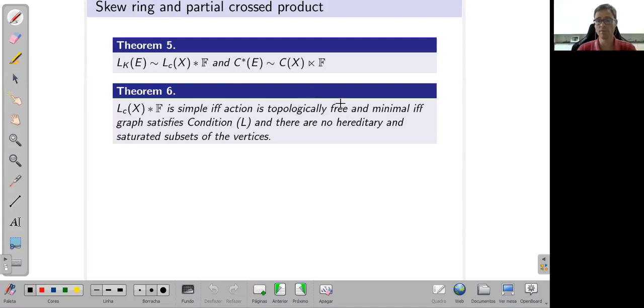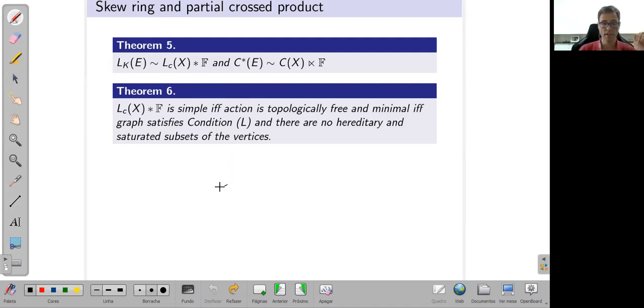Minimal means that the action I just described to you has no closed invariant subsets, and topologically free means that the set of fixed points of the action has empty interior. But this is just a dynamical condition. Minimality and topological freeness are being seen as an algebraic property, simplicity. And then you can also show that this happens if and only if the graph satisfies condition L and there are no hereditary saturated subsets.